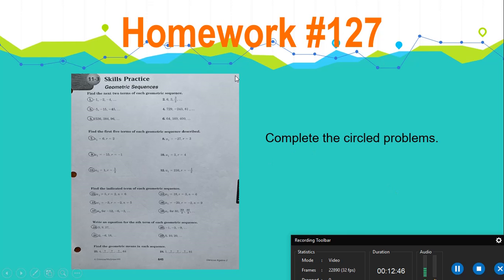This is homework number 127. You're only going to complete the problems that are circled here.